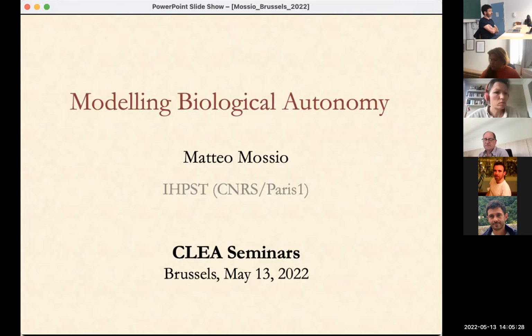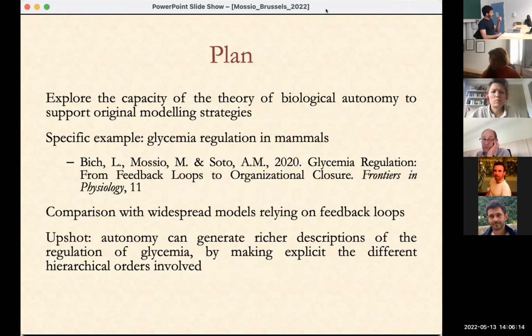go a bit farther with this discussion and present a paper that I wrote 2-3 years ago with Leonardo Bich, University of the Basque Country, and Ana Soto, a biologist at Tufts University, about the way we can elaborate models of specific phenomena by relying on some of the core concepts of the theory of biological autonomy as it is being developed these years. This is the paper that I'm referring to. The content of the talk is based on that.